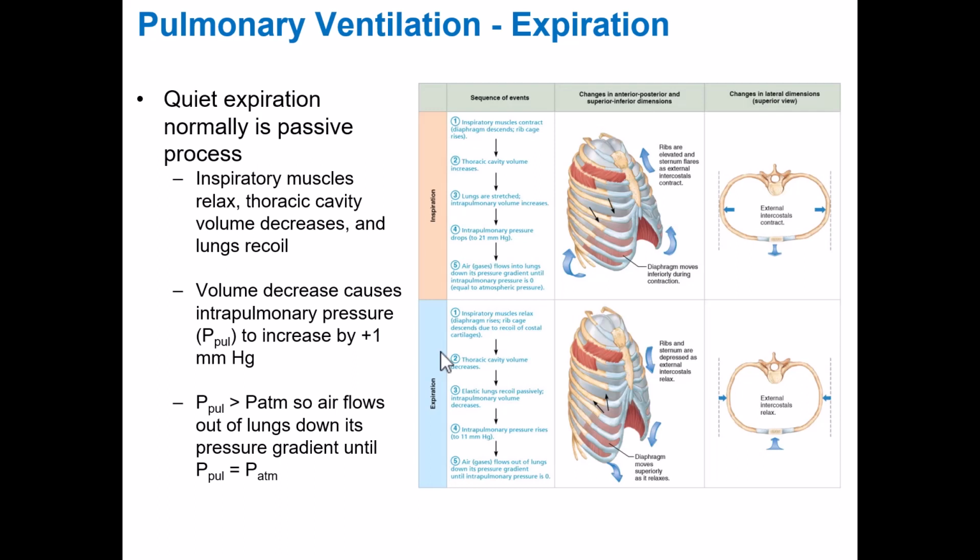So the volume of the lungs is decreasing, which increases the pressure in the lungs, or increases the intrapulmonary pressure. And that means that the pressure in the lungs is now greater than the pressure of the atmosphere. Air is going to move down its pressure gradient. So now, because the pressure in the lungs is more than in the atmosphere, air is going to move from the lungs to the atmosphere, and you breathe out.